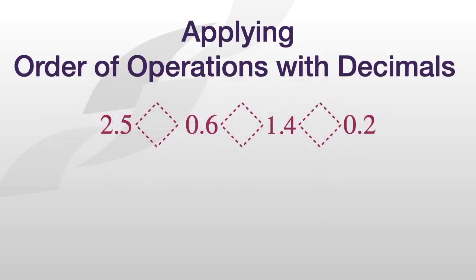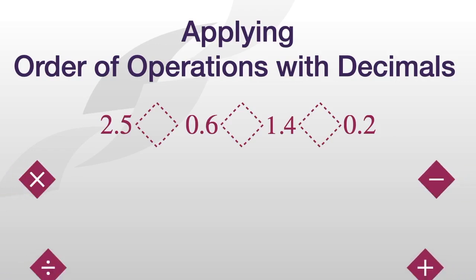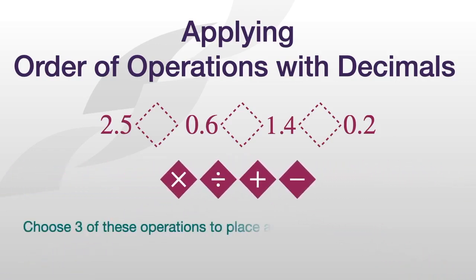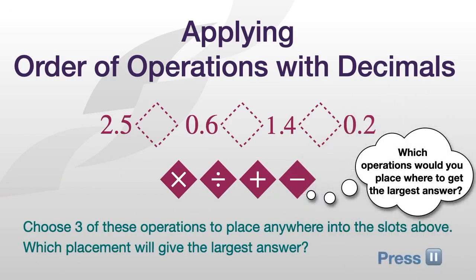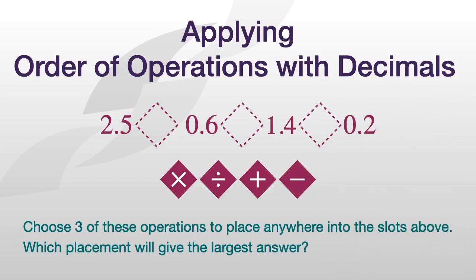Our final example is a more interesting type of problem. Here are 4 decimal numbers. The blank squares can be filled with any 3 of these 4 operations. Which placement will give the largest answer? Take some time to try to solve this problem. With these numbers, subtraction will only make the answer smaller, so we won't choose to subtract.